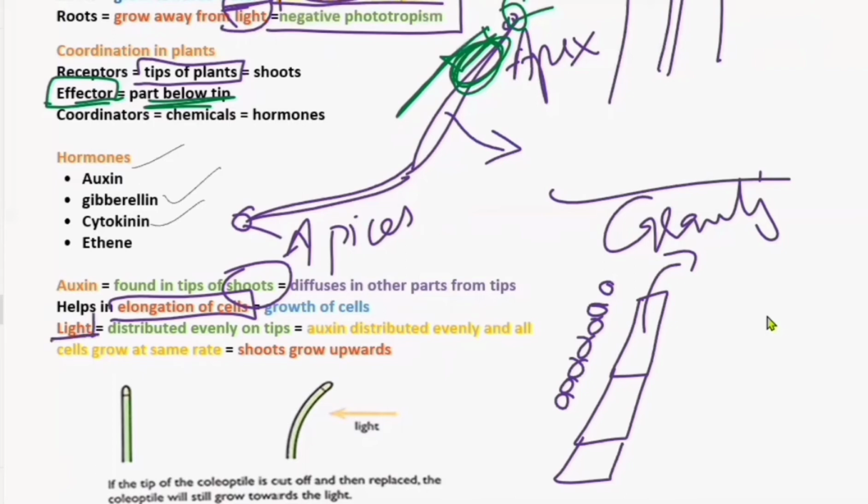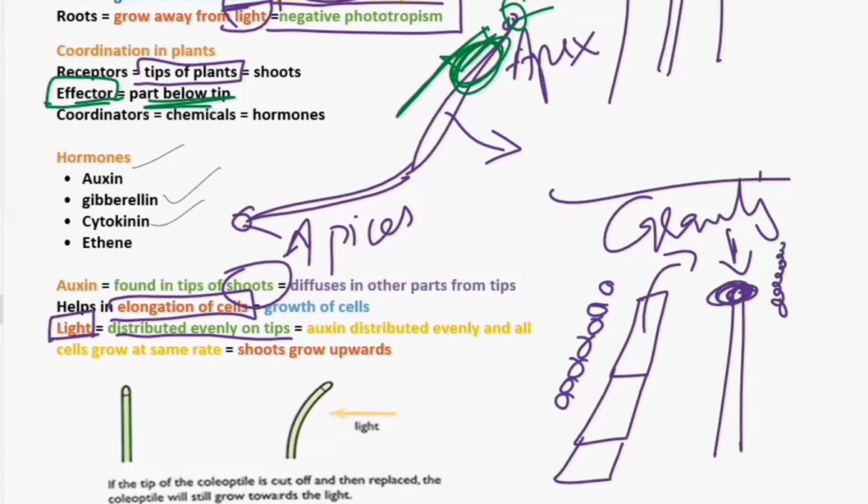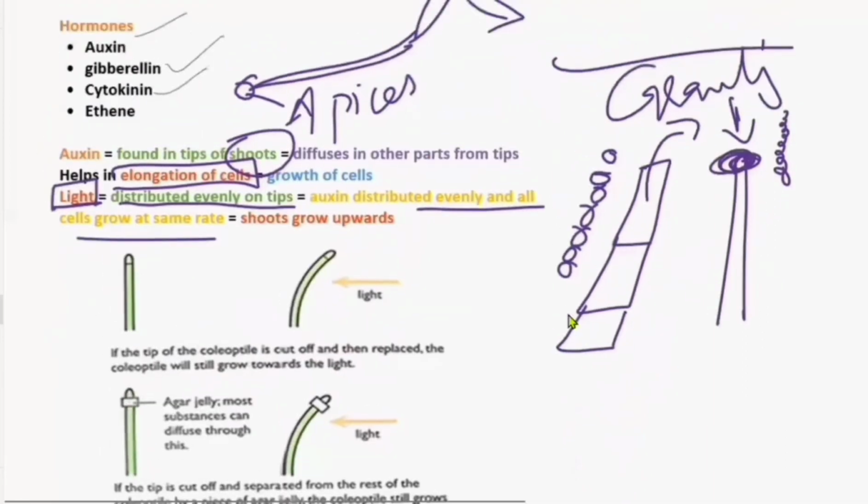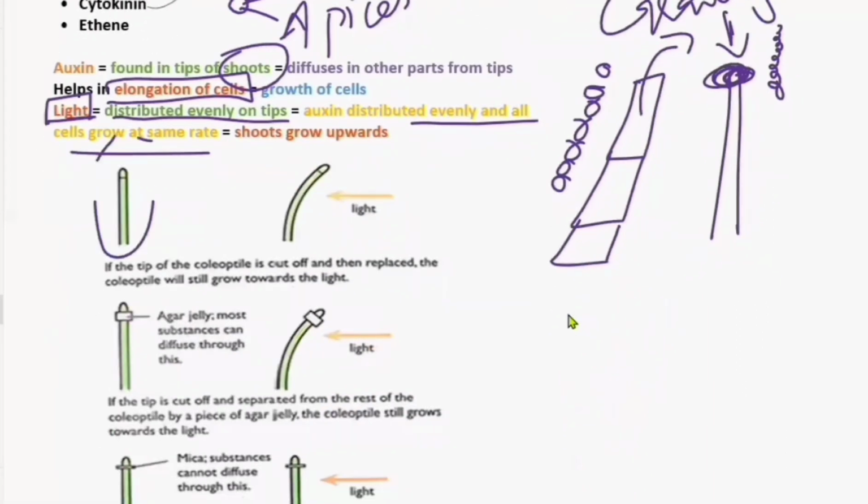Second, in the presence of light, what happens? It is distributed evenly on the tip. If the light is falling from the top, it will be evenly distributed in the tip, and all the cells will grow evenly. It will help in the growth of the stem straight upward. Here you can see, even in the picture, it is growing upward. In this picture it is growing straight upward, but in this it is bending towards light. I'm going to tell you why it's bending.